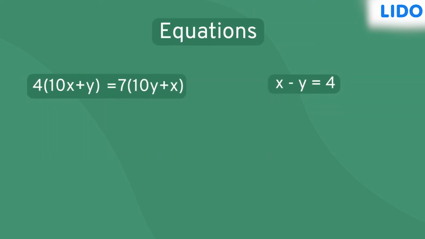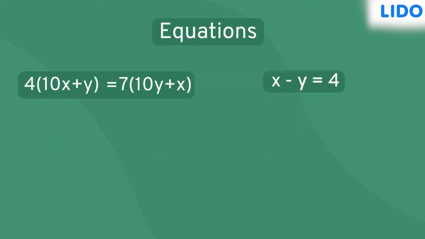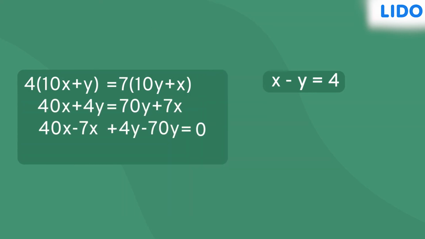So we've got 2 equations here. We can see that the second equation is already in the standard linear form. But since the first equation is not in standard form, we'll simplify it. On simplifying, we get the first equation as 33x minus 66y is equal to 0. I hope you guys can remember how to solve 2 simultaneous equations.